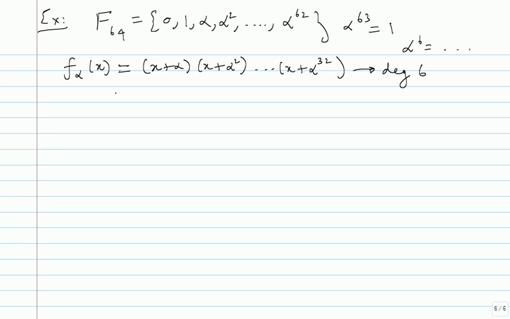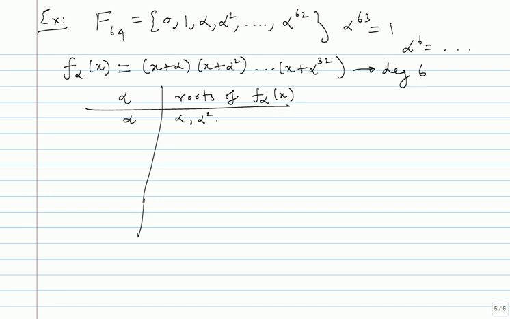What are the roots of f alpha of x? So maybe we write alpha and then the roots of f alpha of x here. If I have alpha, then it would be alpha, alpha squared, alpha power 4, alpha power 8, alpha power 16 and alpha power 32. This contains essentially the same information as the top line, right? If I have to find f alpha of x, I'll do x plus alpha and then multiply.